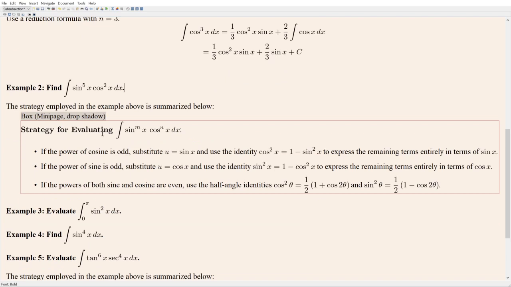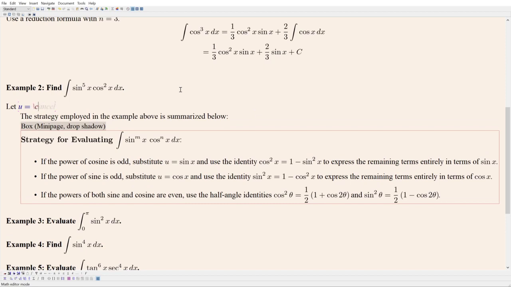So how do we evaluate something like this? Well, let me just jump straight into the strategy because I have it outlined right here. So power of sine combined with or multiplied by a power of cosine. Basically, it all comes down to which of these exponents is odd. So if the power of the cosine is odd, substitute u equals sine x. Okay, well, it's not. If the power of sine is odd, it is. Substitute u equals cosine. Okay, well, let's just go ahead and do that now.